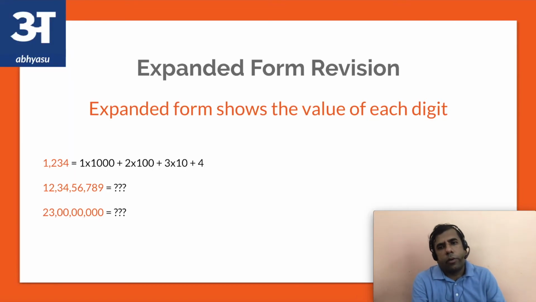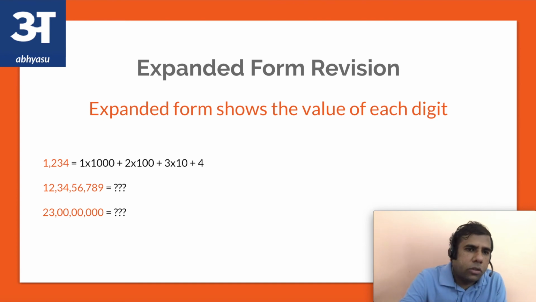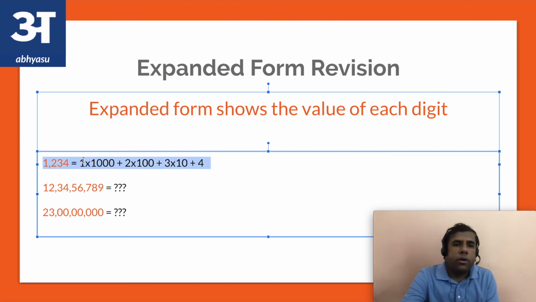Let's first start with revising what is an expanded form. We saw revision of place value and face value earlier. Expanded form is basically just simply displays the place value of each digit. Start with a smaller number. 1234 can also be written as 1 into 1000 plus 2 multiplied by 100 plus 3 multiplied by 10 plus 4. Just showing place value of each of the digits and adding them. That's the expanded form.